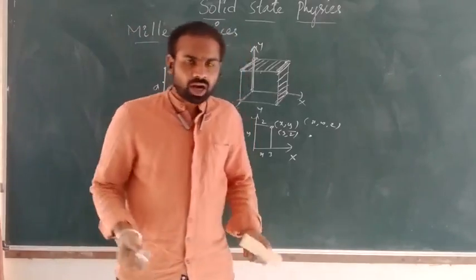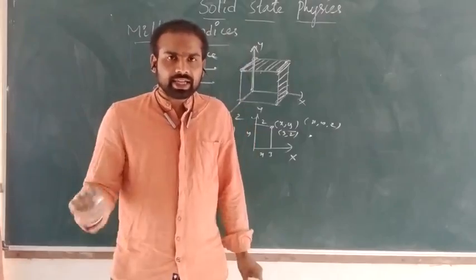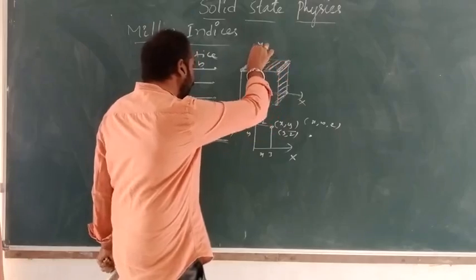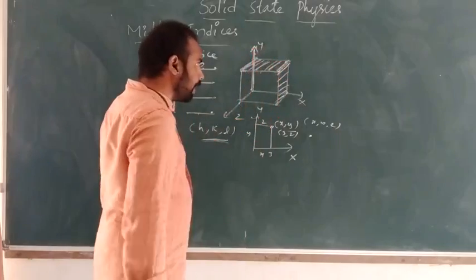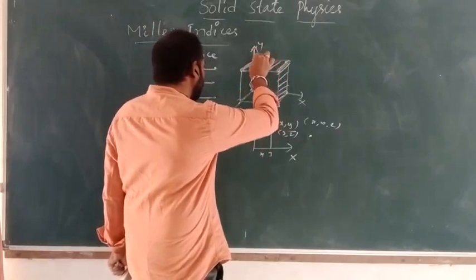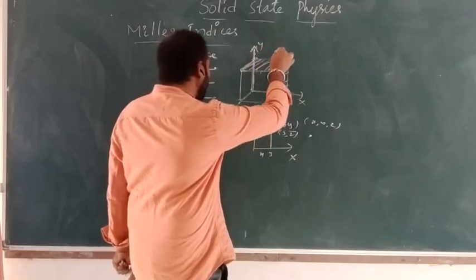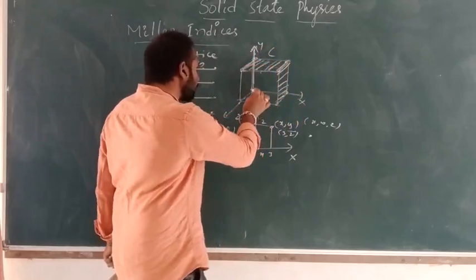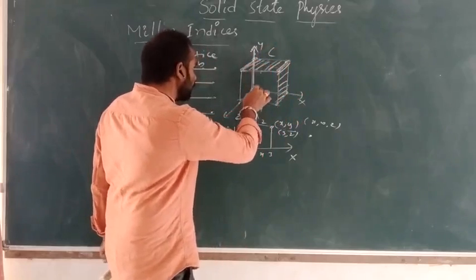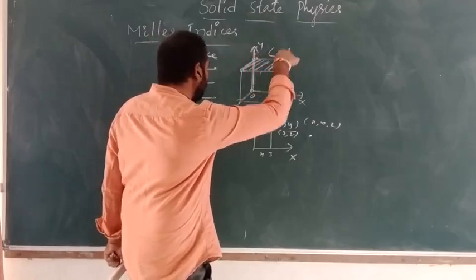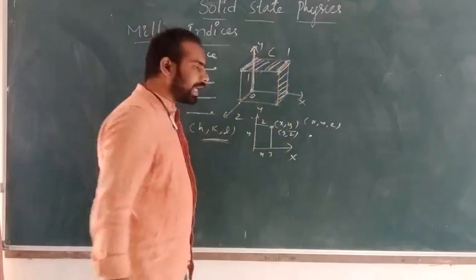How can we get the Miller indices? See, it is simple. Here, this plane is intersecting on the y-axis. The intercepts of this plane, what we can say, the y-intercept. Let us consider from the origin. The plane is intersecting at the point 1 unit from the origin on the y-axis.